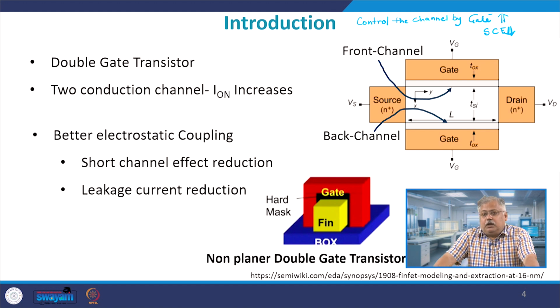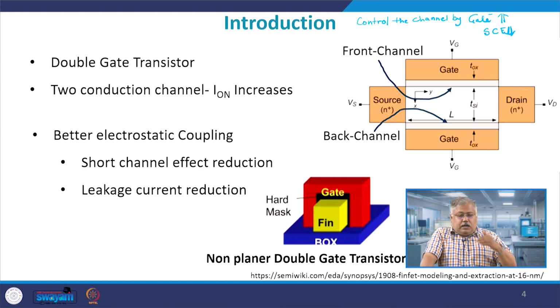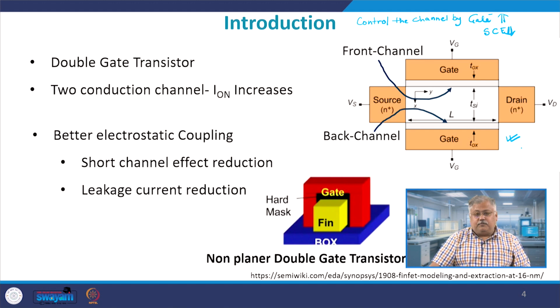Now, rather than having only one inversion layer, if you can replicate the same gate on the back side, as you can see on the right hand side of the figure, then we define this to be a double gate MOSFET. Why double gate? Because there are two gates, one is this gate, and the other gate is this one.